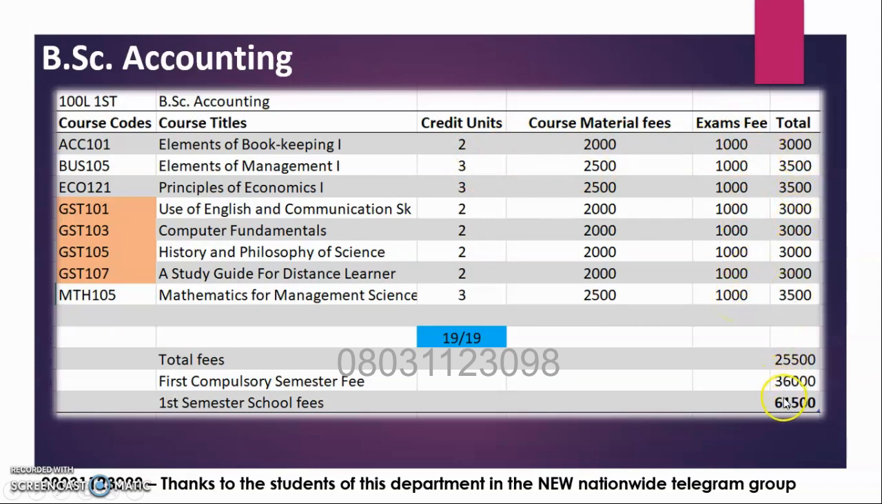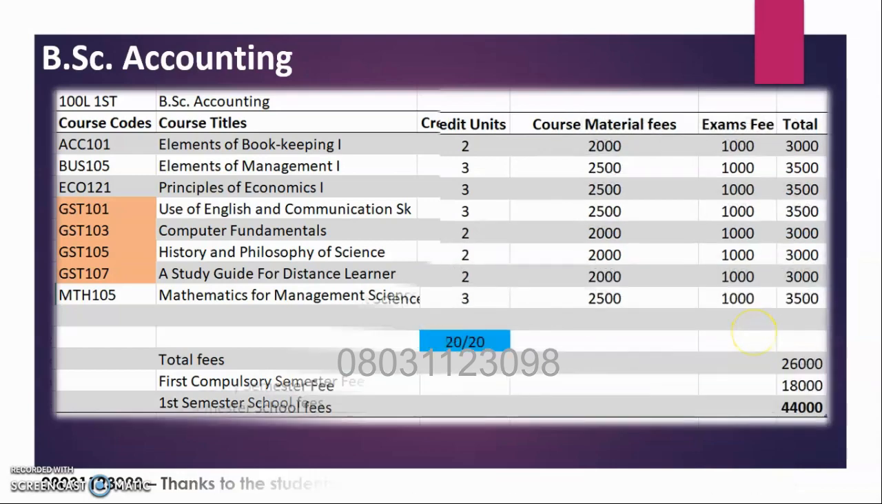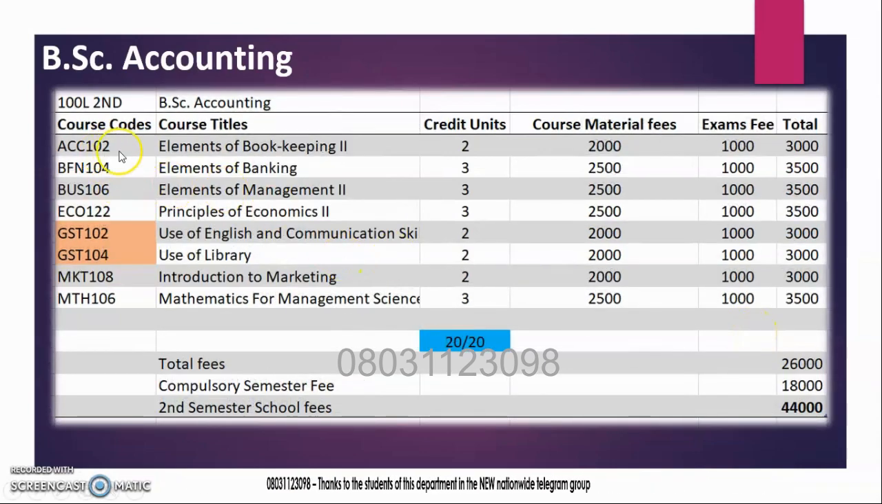And this is your final fee here, 61,500, which includes 36,000 for first semester fee, school fee, kind of compulsory fee. From second semester onwards, you'll be paying 18,000. Here is 36,000. From second semester 200 level, these are your courses for the second semester.